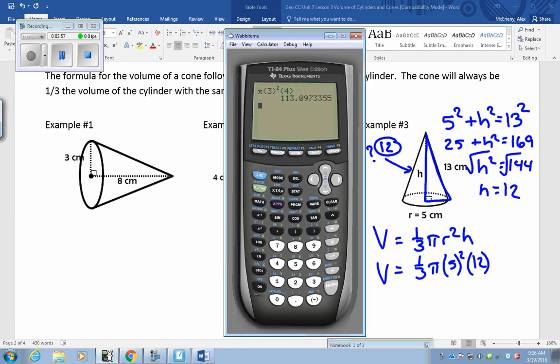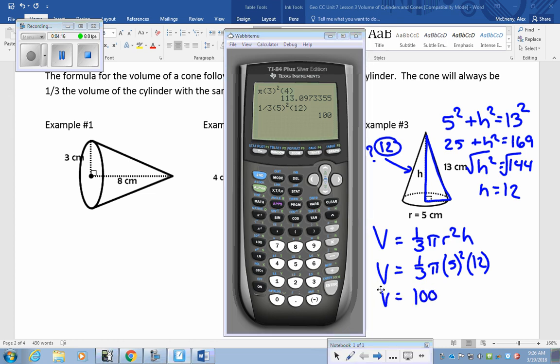So for the first one in terms of pi, I'll start by putting in the 1 divided by 3 for 1/3. And I'll skip over the pi, put the 5 squared, and then the 12. And then this is going to be our answer in terms of pi. So an exact answer in terms of pi would be 100 pi, and then it's centimeters cubed.